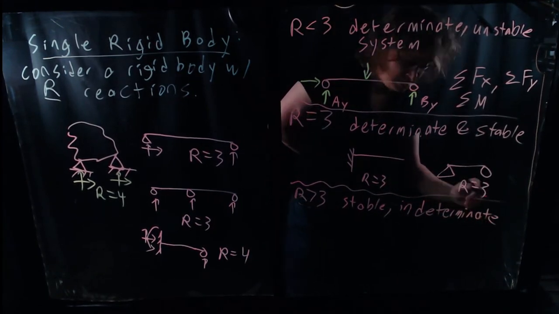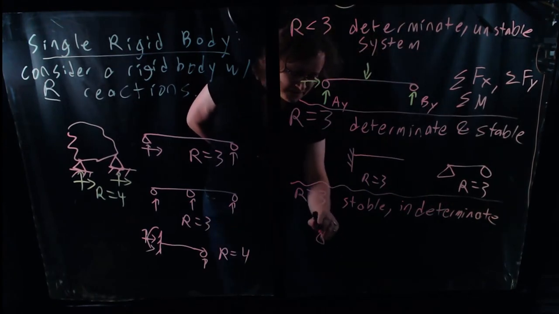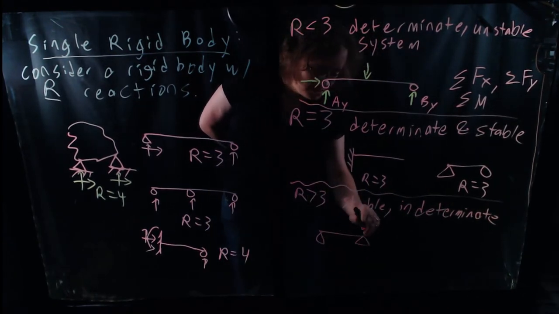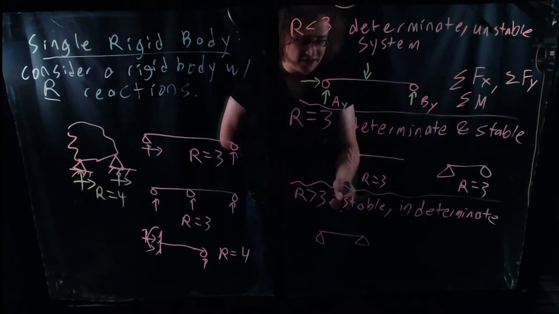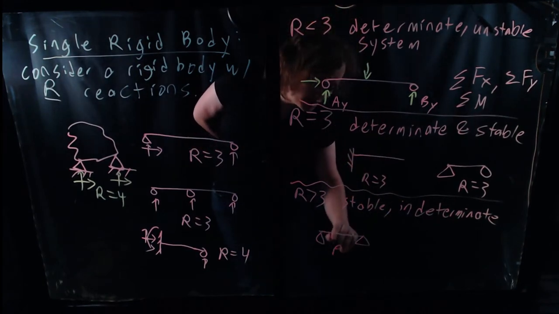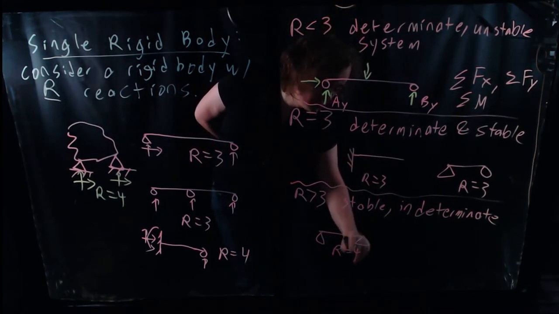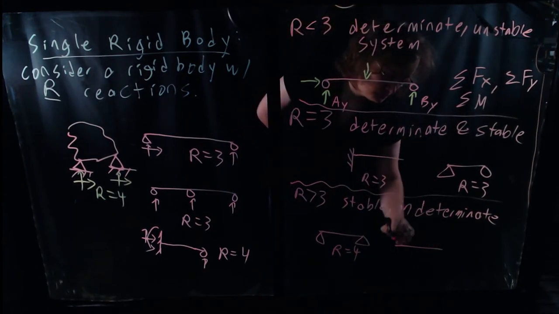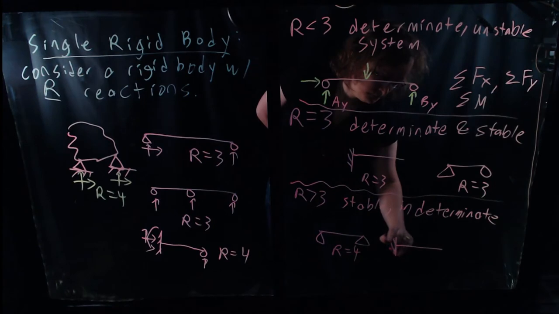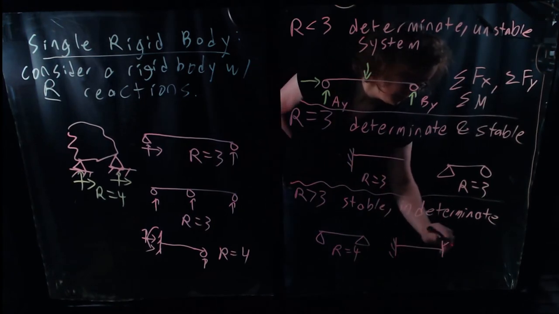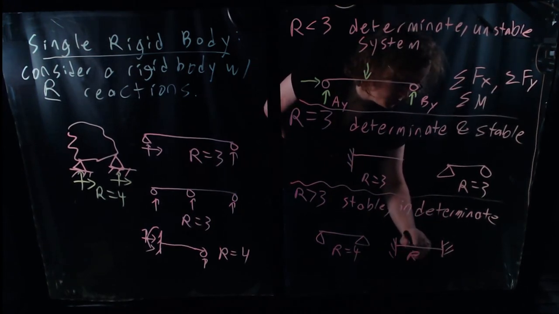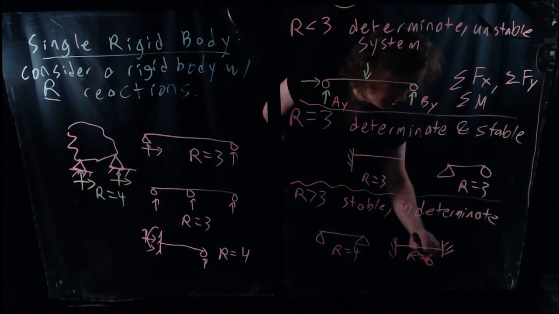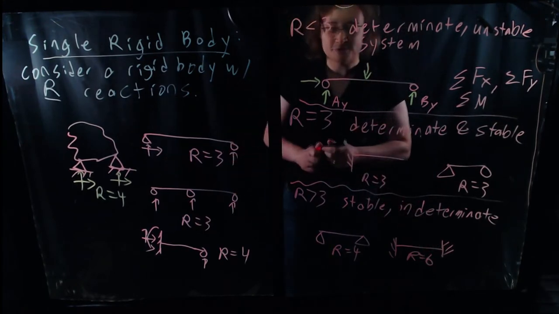So let's say you had something like a pinned beam. It's supported by two pins, one on either end. Here, my number of reaction forces is equal to 4. Or, let's say I had a fixed-fixed beam. Here, my number of reactions would be equal to 6. Now, each of these would certainly be stable.